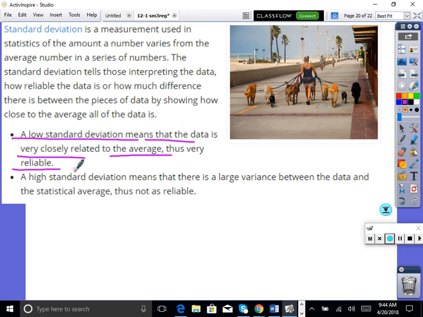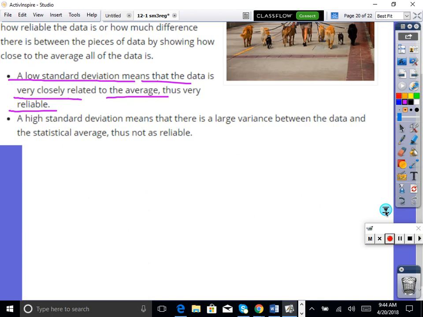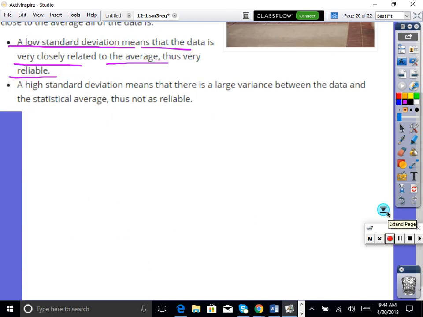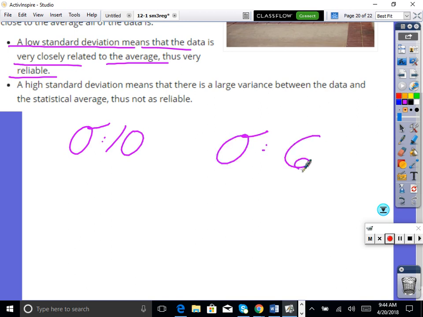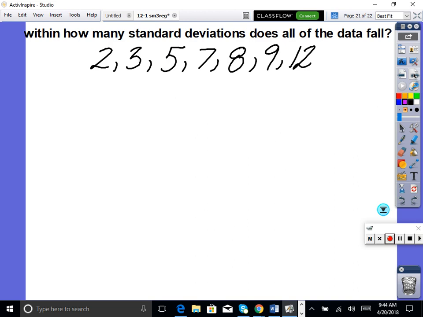A high standard deviation means that there's a large variation between the data and the statistical averages, thus not as reliable. The smaller the standard deviation, the better. So if I ask you this, there's a data set with a standard deviation of 10. There's a data set with a standard deviation of 6. Which one's more reliable? 6, because it's not so spread out. Does that make sense? Standard deviation is lower.